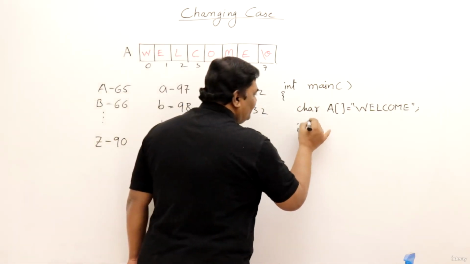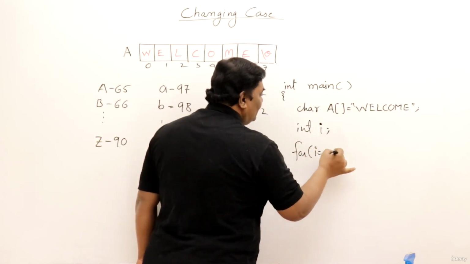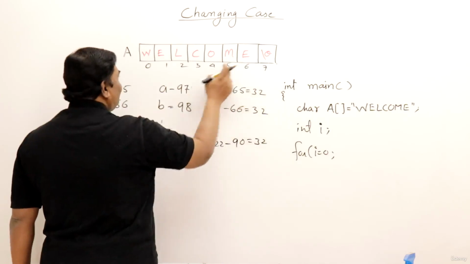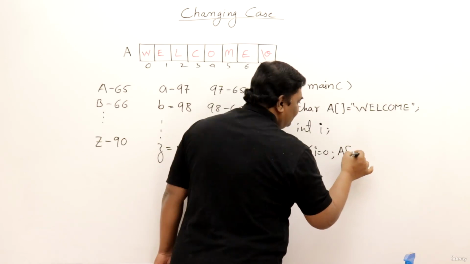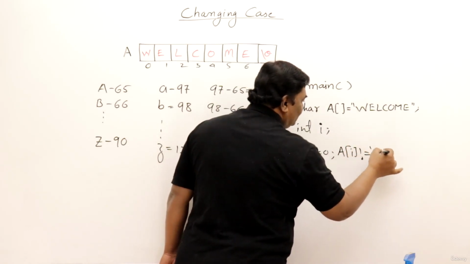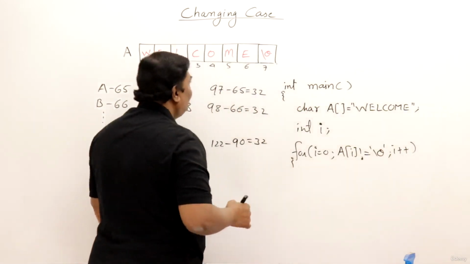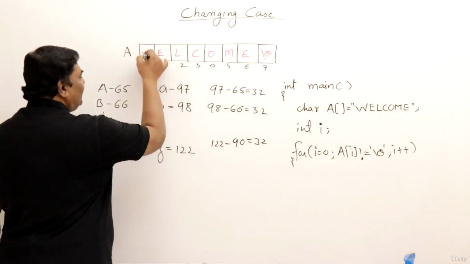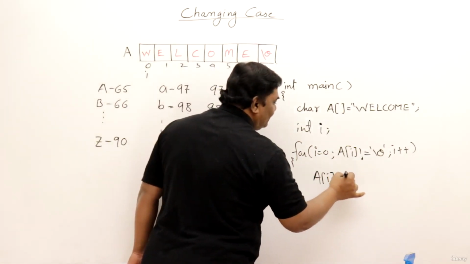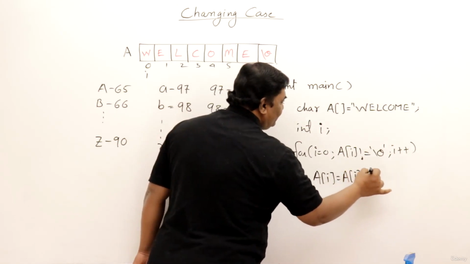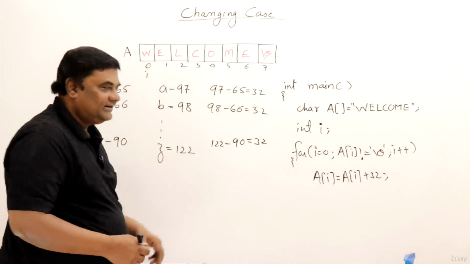For that I need a for loop. So I will declare a variable i. For i assigned 0, and I should stop when it is \0. I have given the name of the string as A. So as long as A[i] is not equal to the null character, I should increment i. Then what should I do every time? Every time at each place, I should add 32. So A[i] = A[i] + 32. So 32 is added to the code, and it will become lowercase.